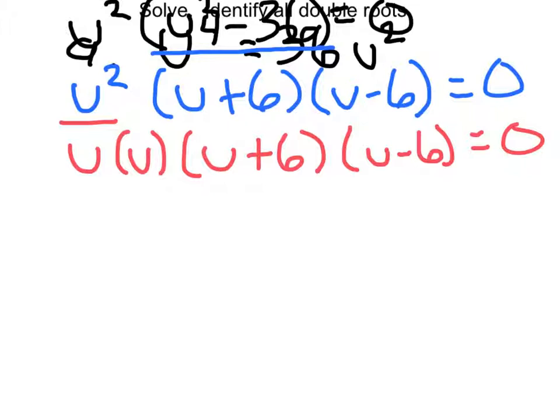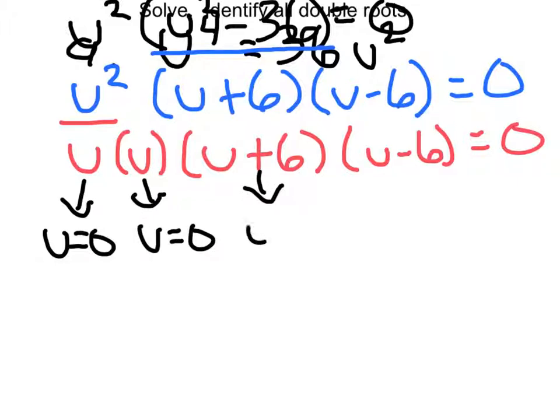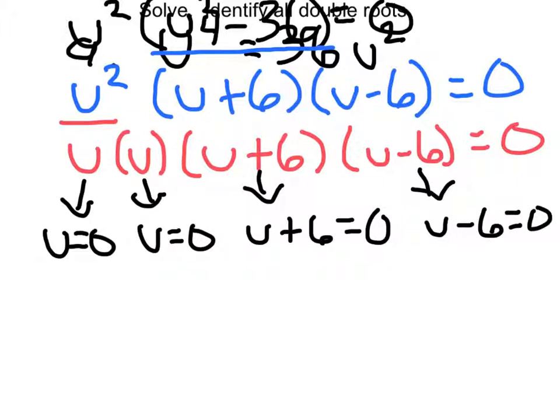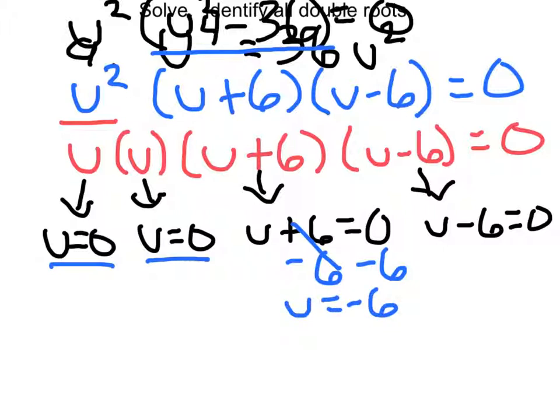Now, the next step is I need to set each piece of the left side here equal to 0 and solve it. So I'm going to set this equal to 0, u equals 0, set this equal to 0, u equals 0, set this equal to 0, u plus 6 equals 0, and then set this equal to 0. Now I just solve each equation. That's already solved. That's already solved. Here I'm just going to subtract 6 from both sides, and I get u equals negative 6. And here I'm going to add 6, and I get u equals 6.